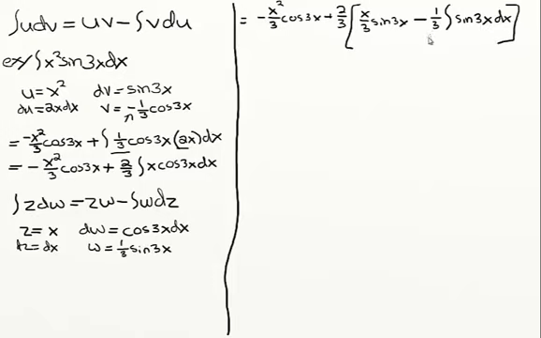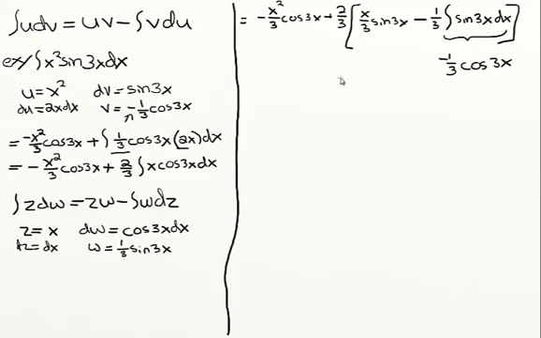So there we go. Now this integral of the sine of 3x dx, we know how to integrate that. So we're going to go ahead and do that. Bringing just that part down, the integral of sine of 3x is a negative 1/3 times the cosine of 3x.